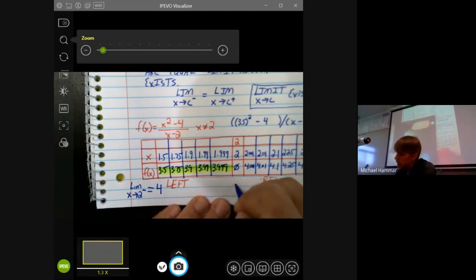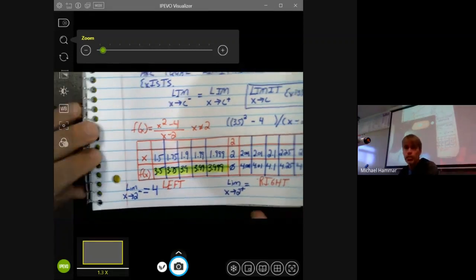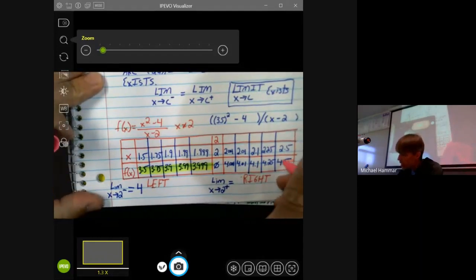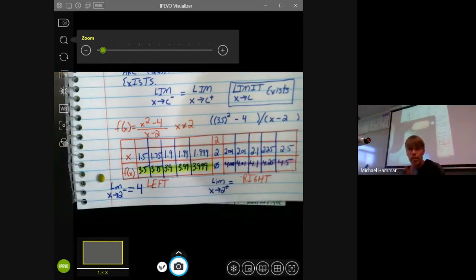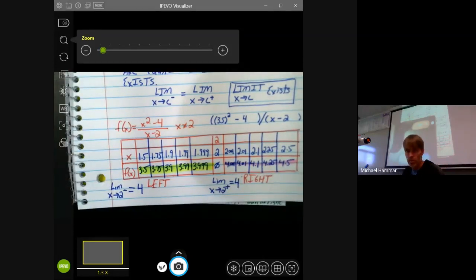Now, let's take a look at the other side. What is the limit as x approaches 2 from the right side? So when I am taking a look here, I approach it from the right side. So I start here, and I get closer and closer and closer to 2, but I'm not going to 2. What do you notice is happening to these values? 4.5, 4.25, 4.1, 4.01. Notice this is also getting closer to 4.